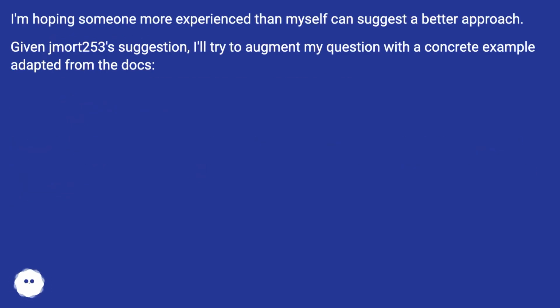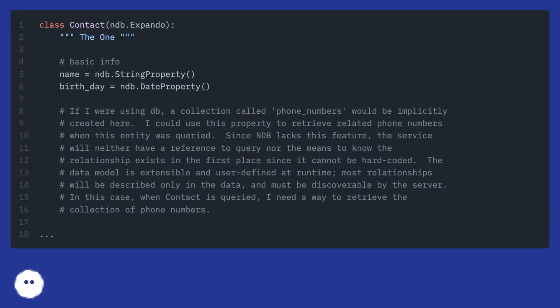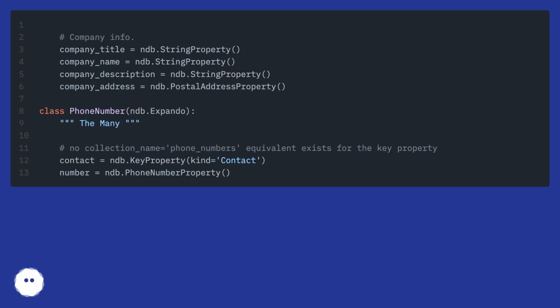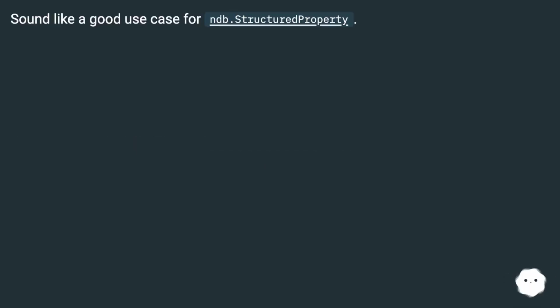I'm hoping someone more experienced than myself can suggest a better approach. Given JMOR253's suggestion, I'll try to augment my question with a concrete example adapted from the docs. Sounds like a good use case for ndb.StructuredProperty.